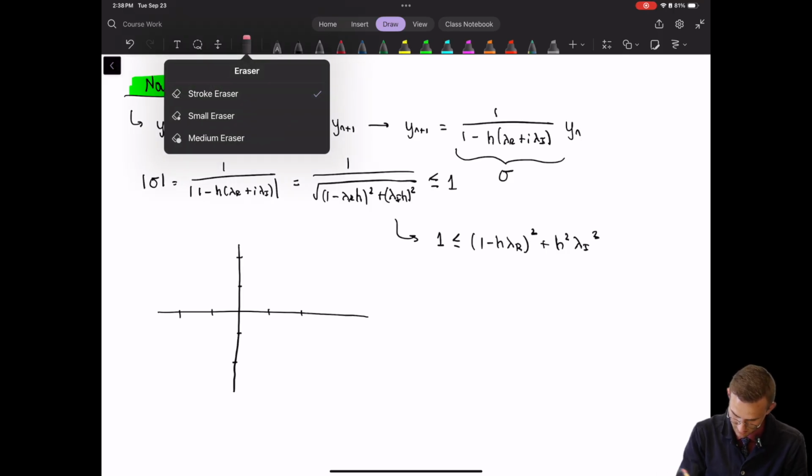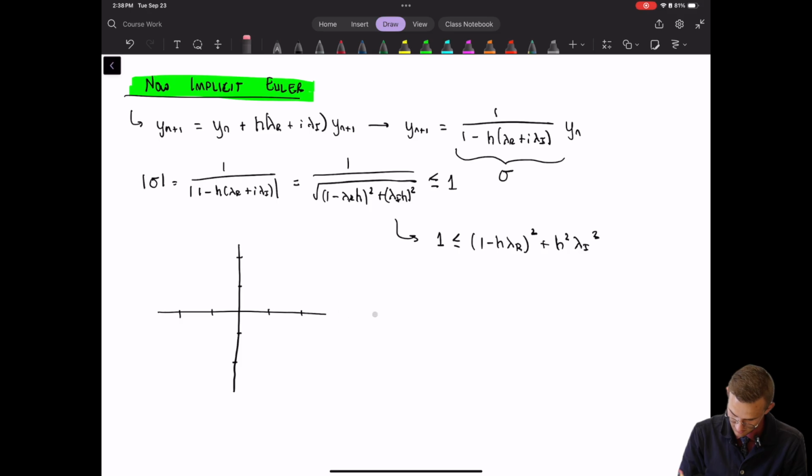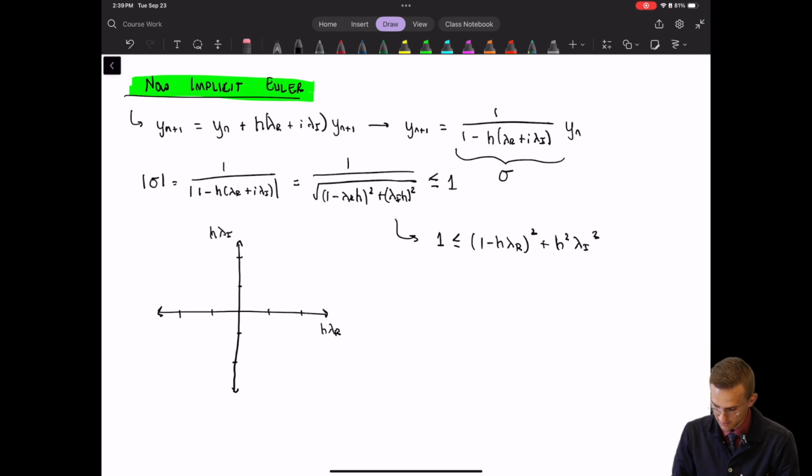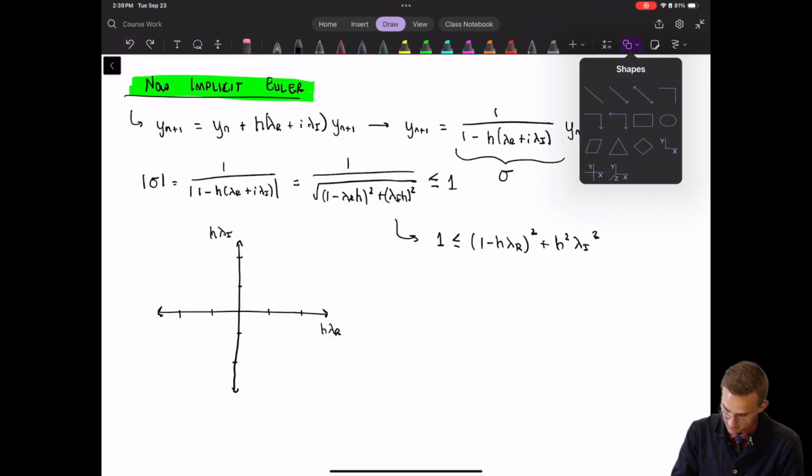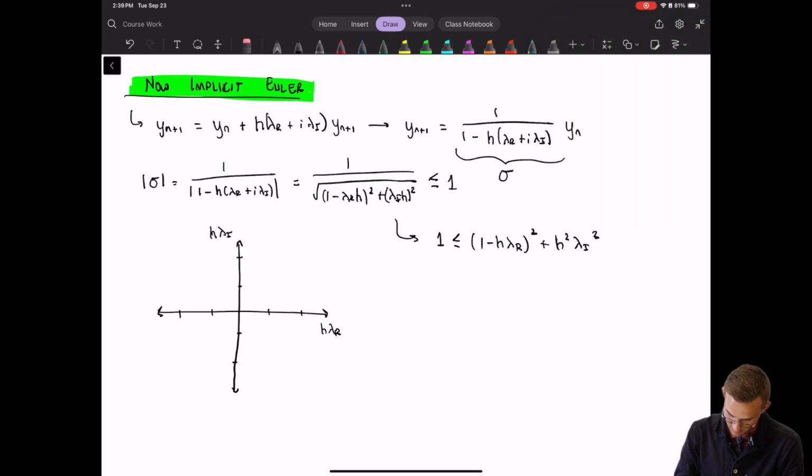Let me make that a little bit more clean. We're plotting on the complex plane, so we'll look at h lambda r versus h lambda I. Okay, and then we can see that the border here is going to be centered at 1, 0 because the sign changed inside of this argument. And so we go ahead and make our circle.